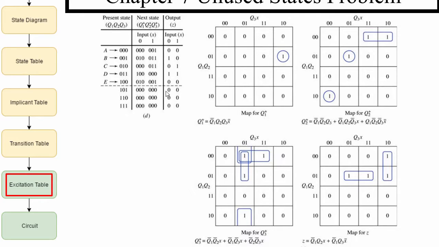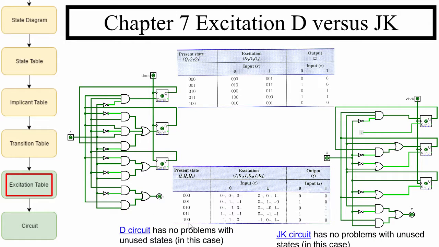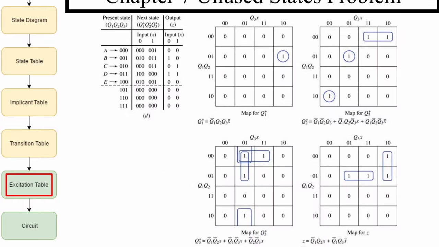These unused states right here could pose a problem if we leave them as don't cares, as we did here for the JK. We didn't even talk about the unused states. So when we build the circuit, these are just filled with don't cares. These unused states are all don't cares. Don't care about any of this stuff right here.